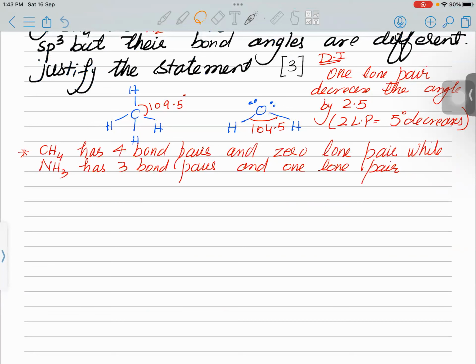CH4 has 4 bond pairs and 0 lone pairs, while water has how many bond pairs? Water has 2 bond pairs and 2 lone pairs. Yes, 2 bond pairs and 2 lone pairs.